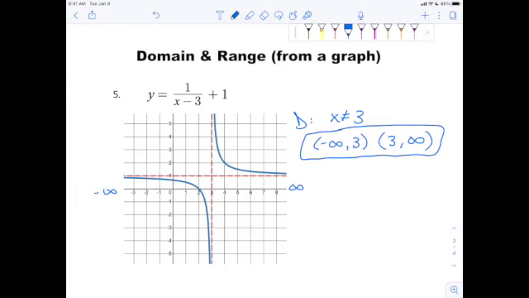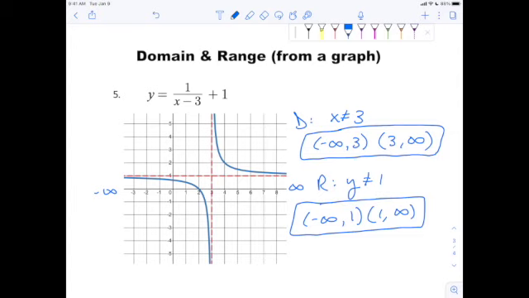And your range is a very similar thing. The graph does exist down at -infinity. It exists, it exists, it exists. But where does it not exist? It does not have a y value of 1. There's a horizontal asymptote there, but it does exist on the other side of that. So everywhere except at y equals 1. And so very similarly, we're going to say from -infinity to 1, exclusive, and from 1 exclusive to infinity. It's like just skipping over that one single value.